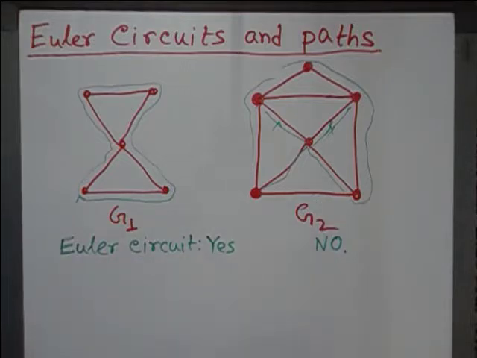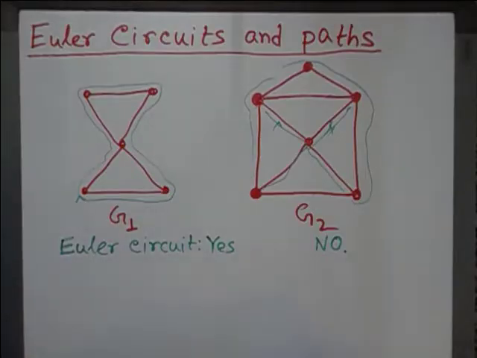Do we have a mathematical formula? Mathematically, can we solve it without trying all these different paths and circuits? Can we look at a graph and tell whether it has an Euler circuit or not, whether it has an Euler path or not? Can we do that? Yes. So that's the next theorem. A graph G has an Euler circuit if and only if each of its vertices has even degree.